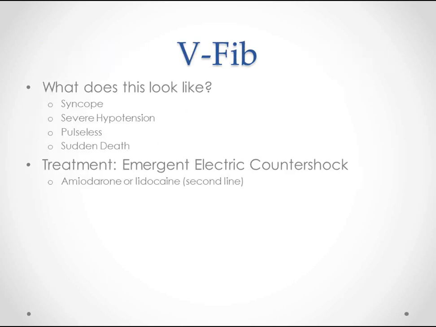Then vfib is the more serious step in this process, and this is when we've got a ventricular rate that is so fast that we don't get any ejection of blood, and really it's just a quivering heart. So what does it look like? Well, it looks like somebody dropping on the ground, and they lose their blood pressure. They don't have any pulse, and if you don't do anything about it, then they're basically dead. And the treatment for this is electric countershock.